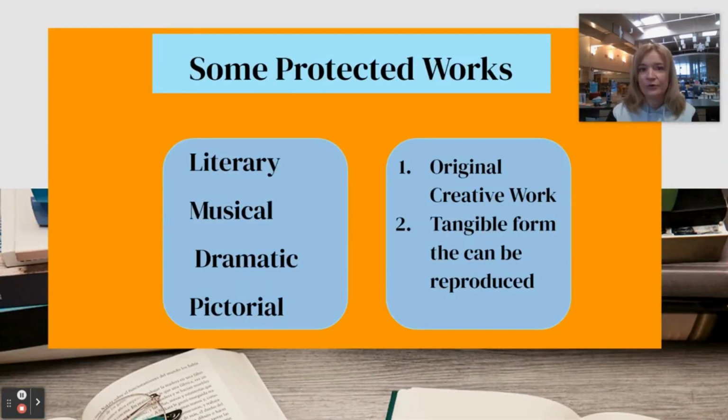Some protected works that fall under this are literary, musical, dramatic, and pictorial. There really are two criteria when you're looking at what work is protected. The first is that it's original creative work. The second is that it's tangible and it can be reproduced.